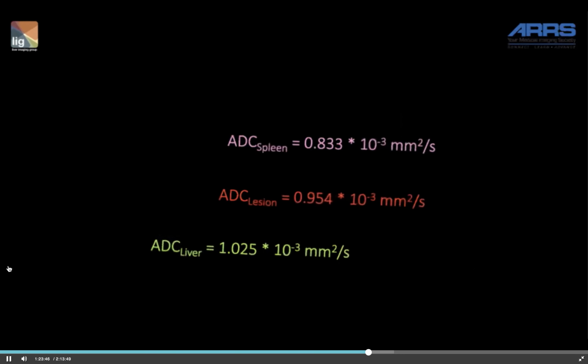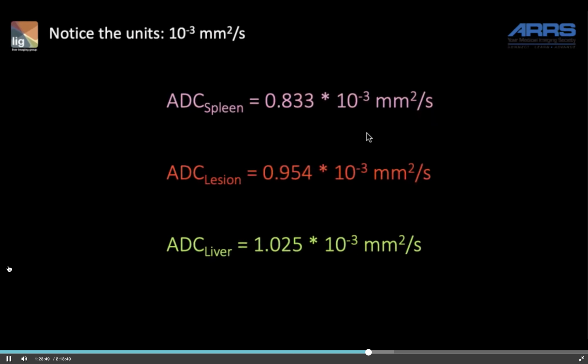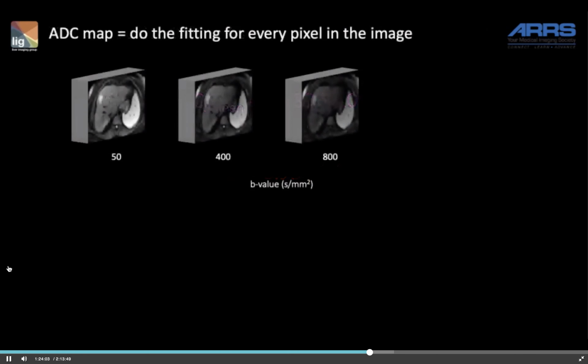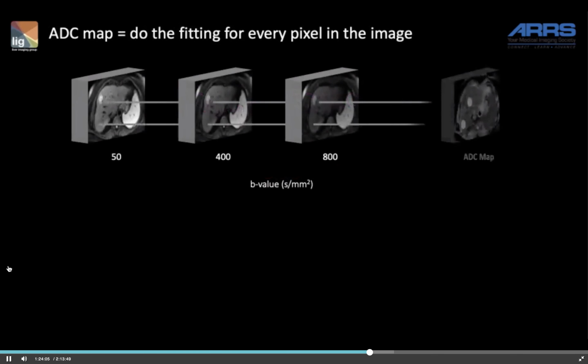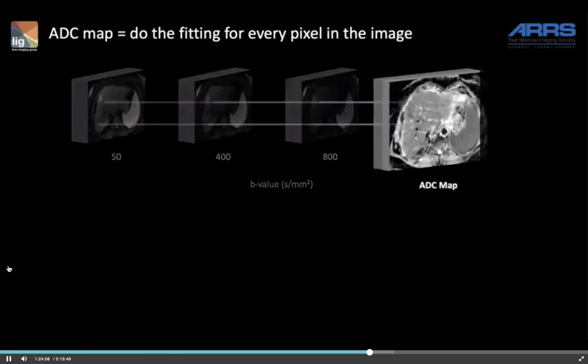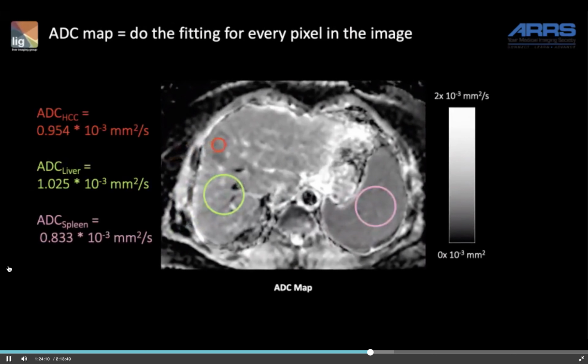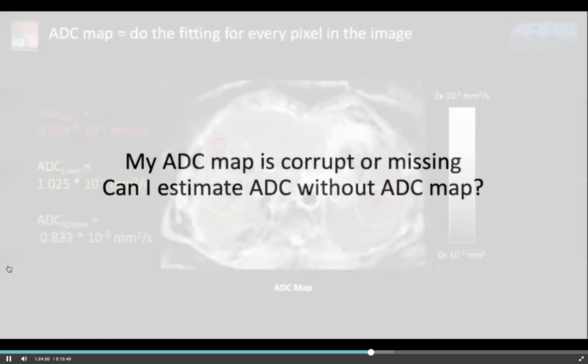of the liver. What I'd like to emphasize here are the units. Notice that the units of ADC are millimeters squared per second, just like diffusivity, except that we often will express it with a multiplier of 10 to the minus 3. Now, if we were to do the fitting for every pixel in the image, we would end up with an ADC map that basically displays pixel by pixel by pixel the ADC of every structure in the image.